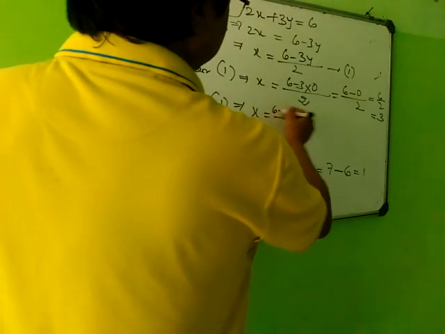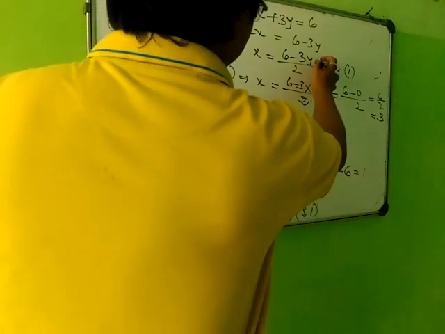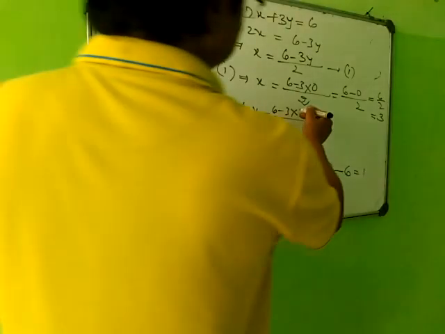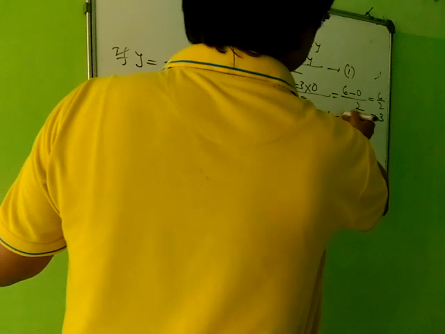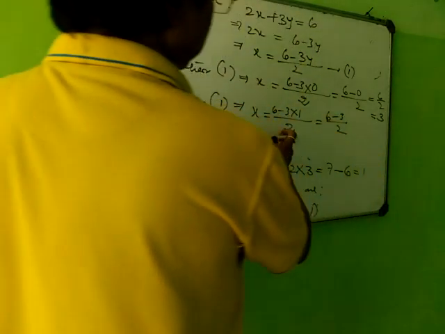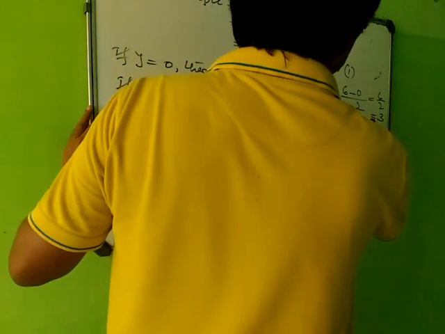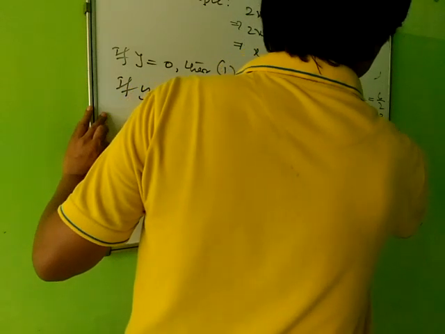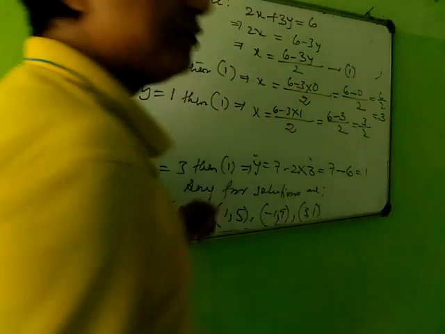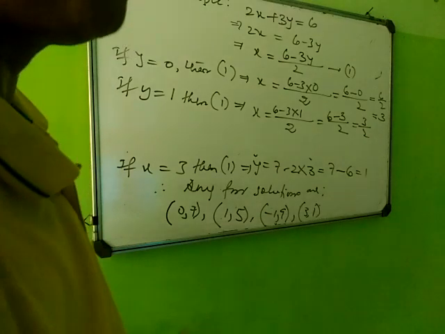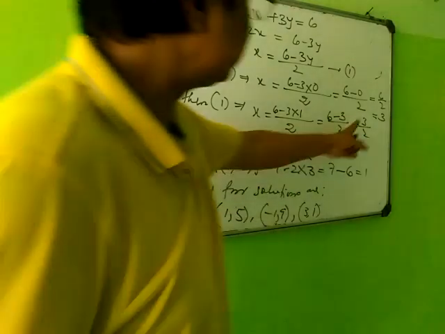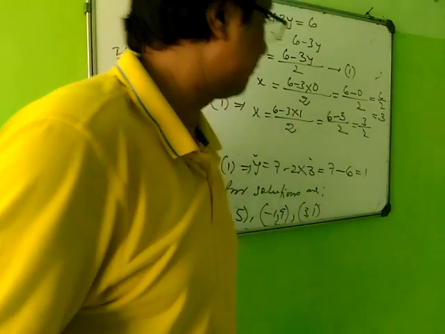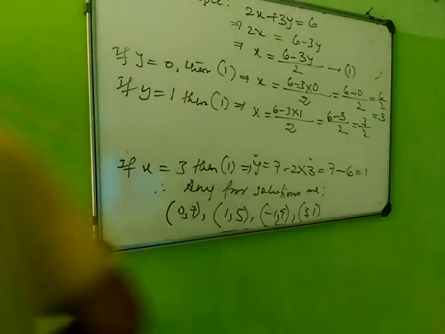So 6 minus 3 into y is 1. So 1 equals 6 minus 3 divided by 2, which equals 3 by 2. Just keep it this way, because you are not going to draw the graphs, you are just going to find the solutions. You can keep it in the fraction form.